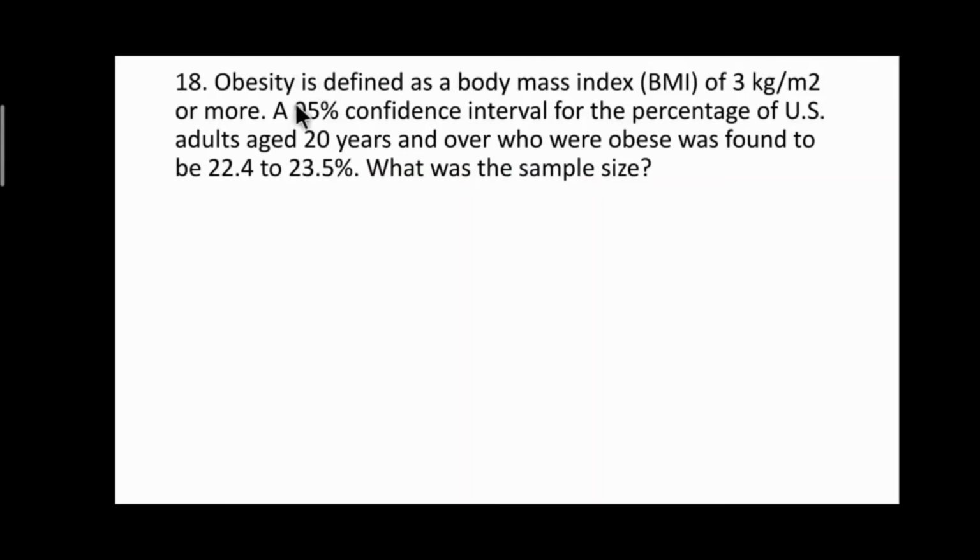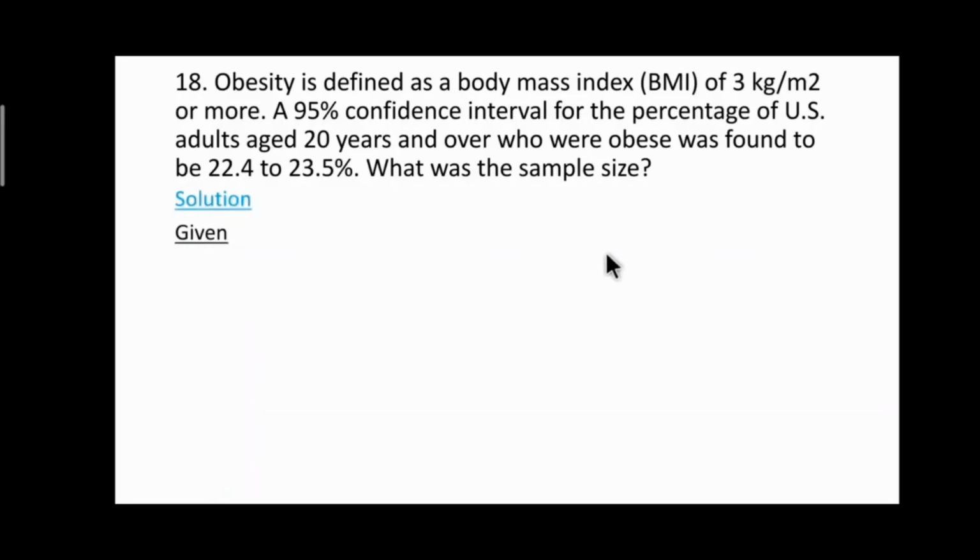The question is, obesity is defined as a body mass index or BMI of 30 kg or more. A 95% confidence interval for the percentage of US adults aged 20 years and over who were obese was found to be 22.4% to 23.5%. The question is, what was the sample size?